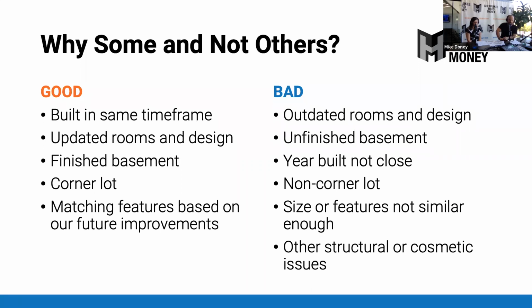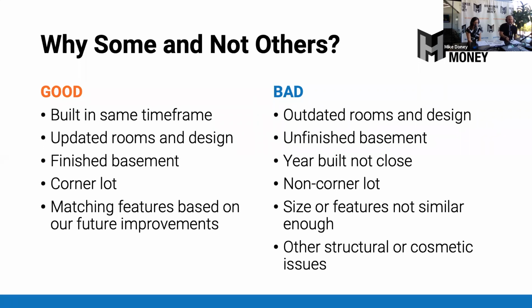Non-corner lot versus corner lot. Size or features not similar, right? So if somebody has a fenced-in corner lot, as we just alluded to, and someone doesn't, okay. If someone has an extra finished basement, that's a feature, right? If it has an updated kitchen, that's a feature, right? If it has a 2.5-car garage versus a 2-car garage, that's probably a feature, but it's not material enough to move forward, right? And then you also have to think about other structural or cosmetic issues.